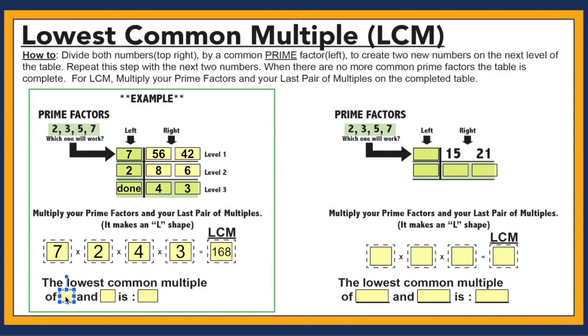The lowest common multiple of 56 and 42 is 168.